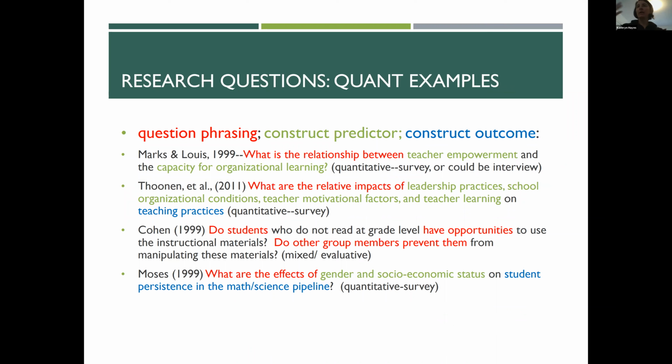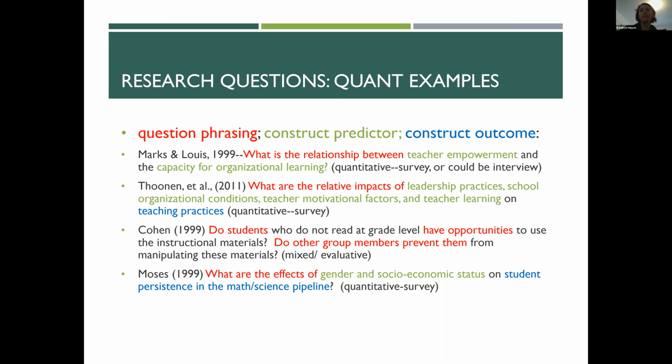So I'm going to give you in the next few slides, and again, keep brainstorming questions here, some examples from quantitative and qualitative research, and these are specific studies that are published. In red is the question phrasing, in green is the predictor, and in blue is the outcome. And there's a few other things in there. I'm going to talk a little bit about wording for quantitative studies.